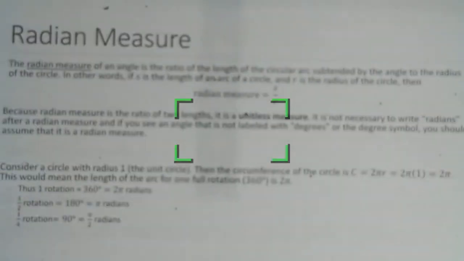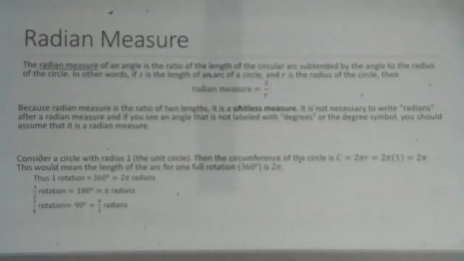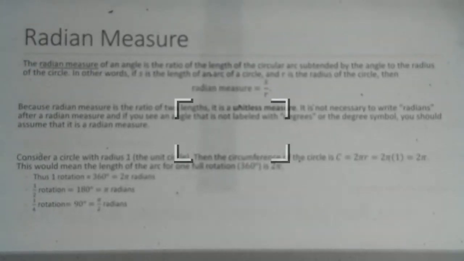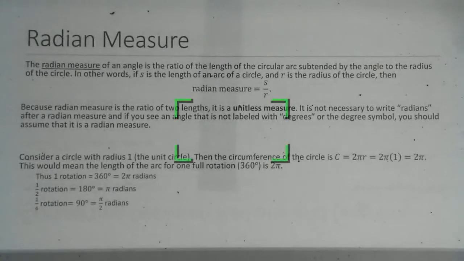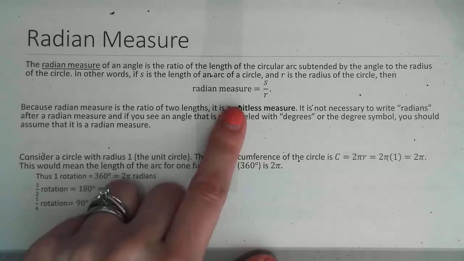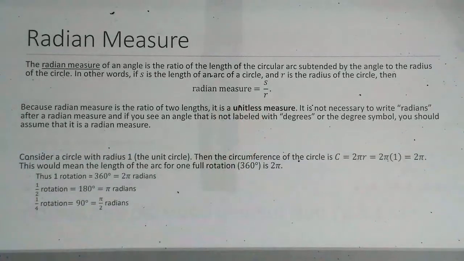Now, something that you may or may not be familiar with is measuring angles in radians. It's so common for us to use degrees because that's what we're familiar with, but radian measure can be a lot easier to work with, so that's what we're going to start introducing. The radian measure of an angle is the ratio of the length of the circular arc subtended by the angle to the radius of the circle. In other words, if S is the length of an arc of a circle and R is the radius of the circle, then the radian measure, so the measure of the angle in radians, is S over R.